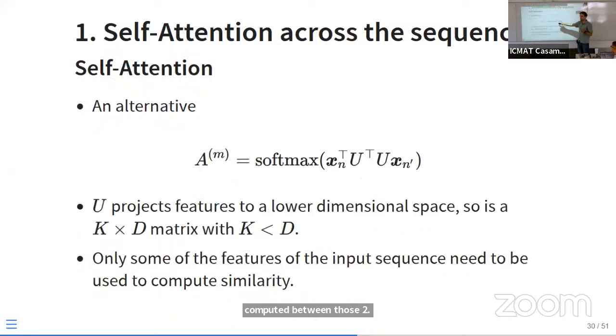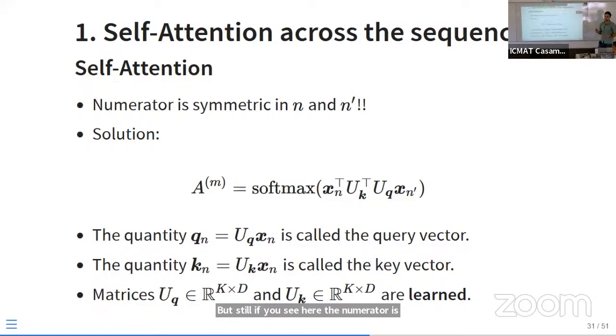And U is learned, yeah. That was the question, yeah, U is learned. But still, if you see here, the numerator is symmetric, and we don't want it to be symmetric. We might want for a word to be very relevant to another word, but not the other way around. Okay.